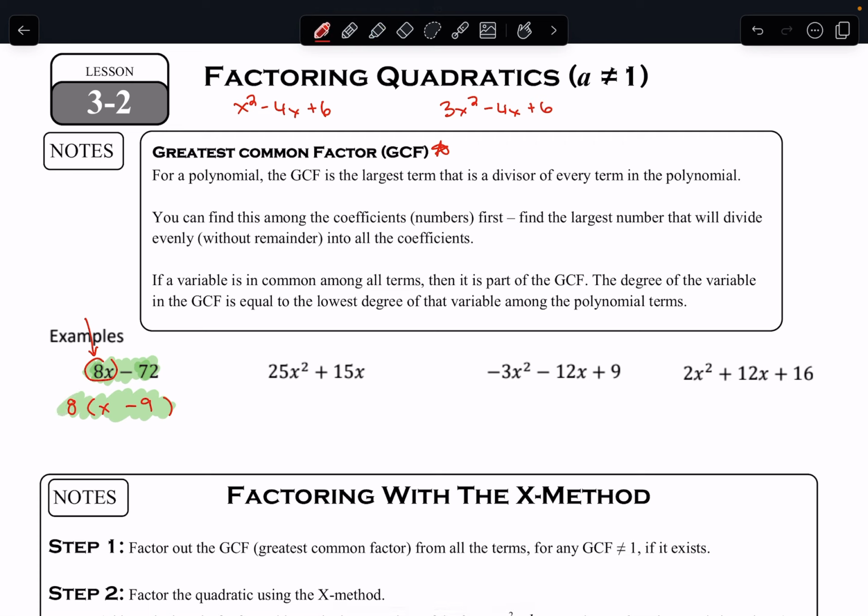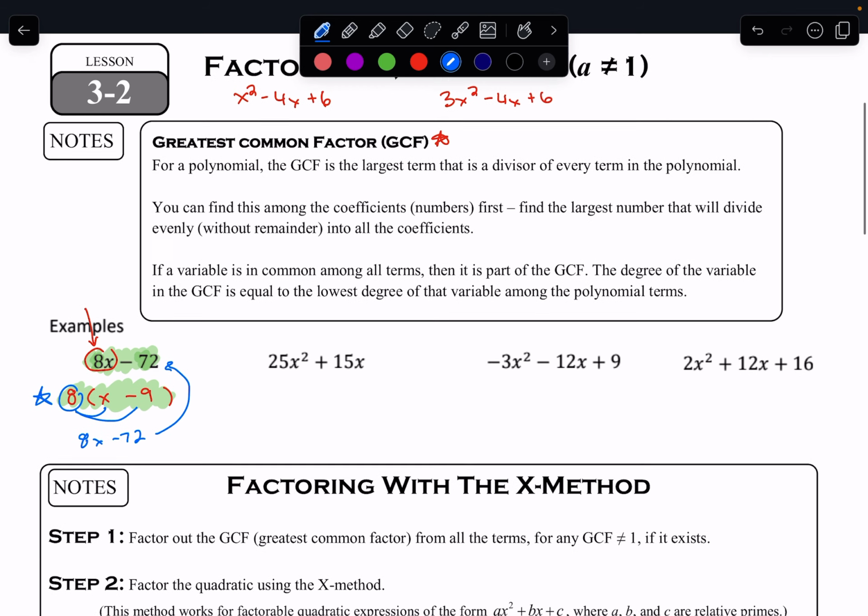We want this one in the middle, okay? We want to look for a greatest common factor, because if we can find one, it may help the rest of my factoring go a lot easier, and it's required sometimes. We can't ignore the fact that there's a number there. So we're going to practice a couple more of these.